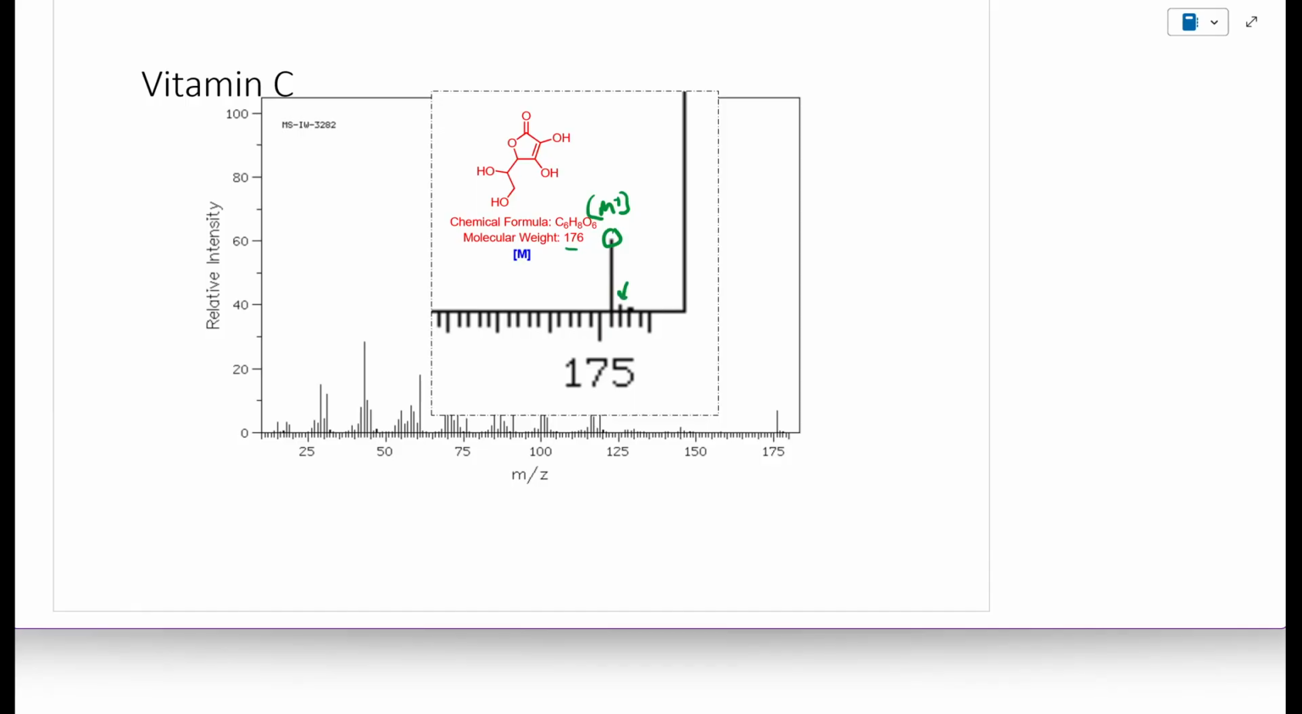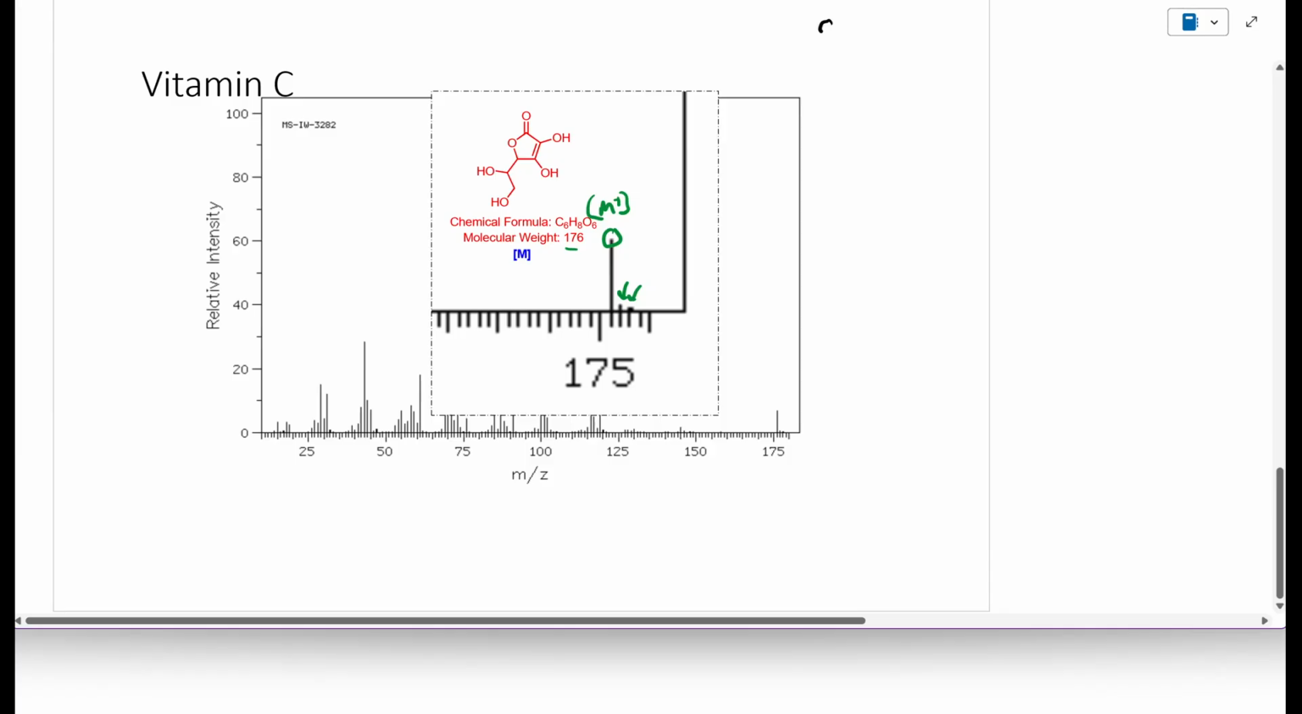But if you notice, there are these two peaks down here. They're very small, but they are there. So why? The last thing we're going to talk about in this video is what those peaks mean. Why is there anything heavier than the molecule? And it has to do with isotopes.